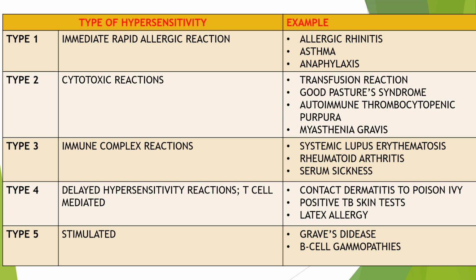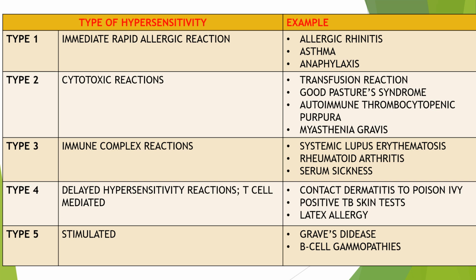And the last one, type 5, here it is stimulated. This type 5 is an antibody mediated cellular dysfunction only. It is not cell mediated, but it results in a change in the cell's function. It is similar to type 2 hypersensitivity reaction, but here cell death will not happen; the function of the cell is changed. That is why it is known as the stimulatory reaction. Excessive stimulation of the normal cell's surface receptor happens.